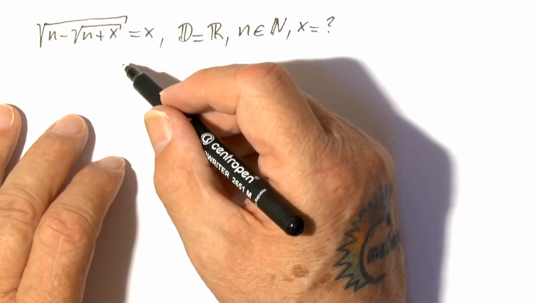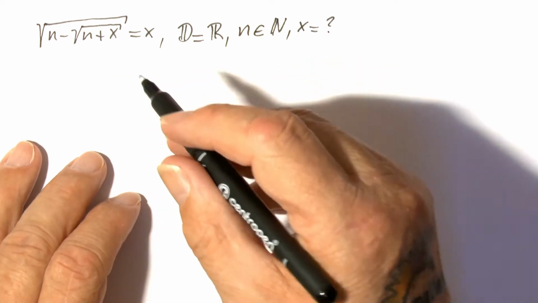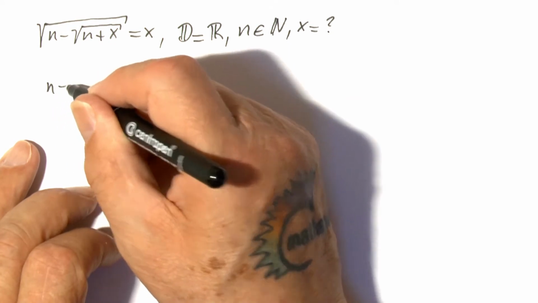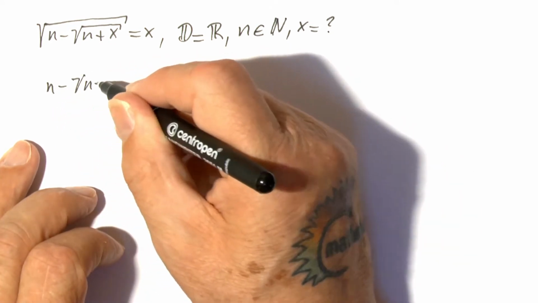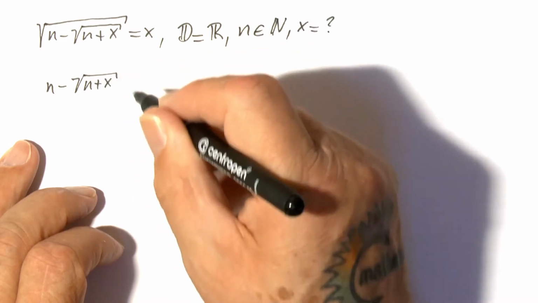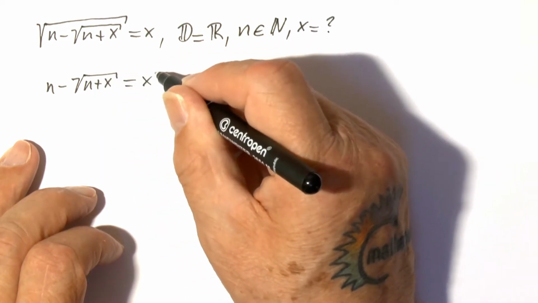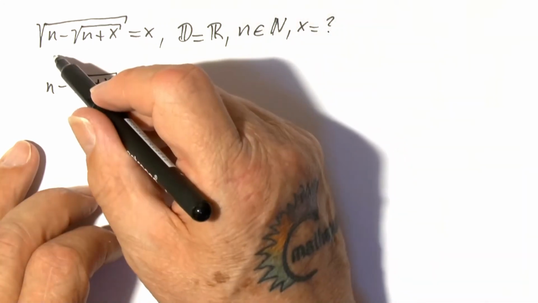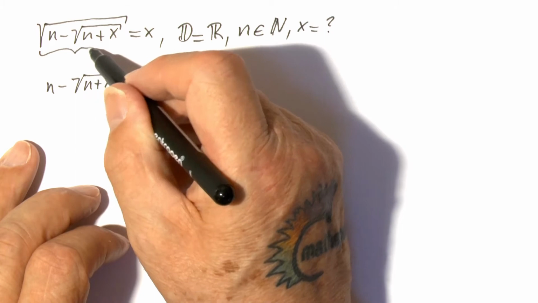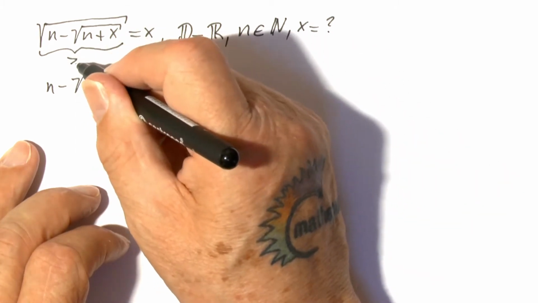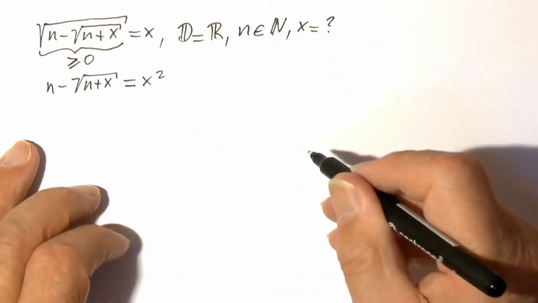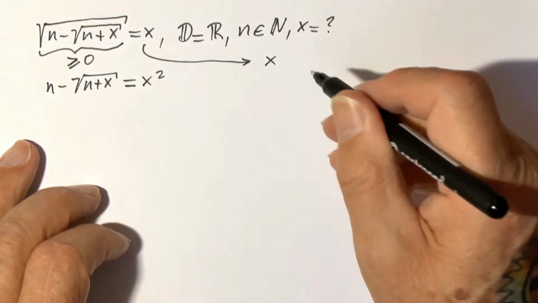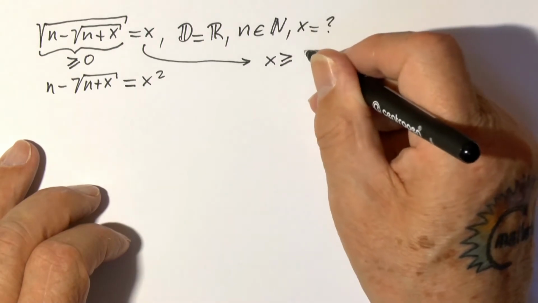In the first step, we square both sides of the equation and we obtain n minus ... equals x squared. Here on this side, this side is non-negative. It's greater or equal 0. This means that x must be greater or equal 0.